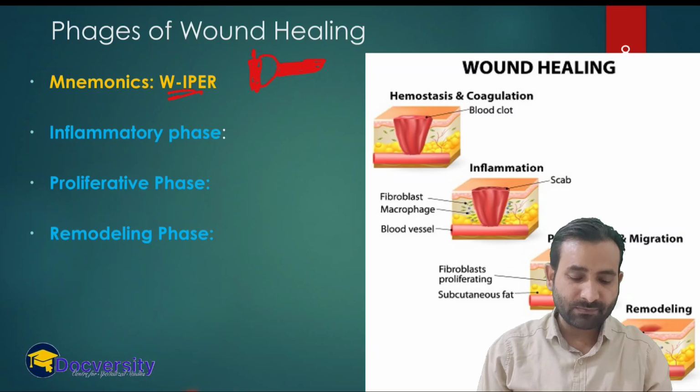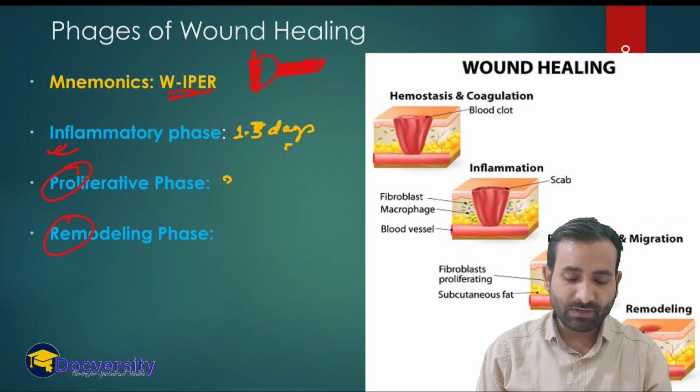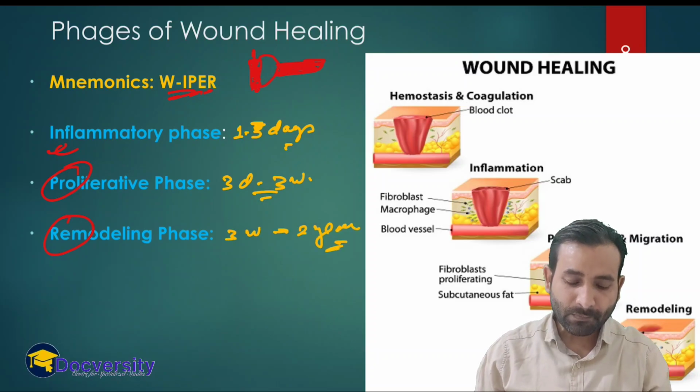So WIPER means what? W for wound, I for inflammatory phase, P for proliferative phase, R for remodeling phase. Is that okay? And remember, the inflammatory phase usually goes for up to 3 days. How many days? 1 to 3 days is your inflammatory phase. The proliferative phase is from 3 days to 3 weeks, right? And then the remodeling phase is from 3 weeks to 2 years. You have to understand these are questions in the exam.